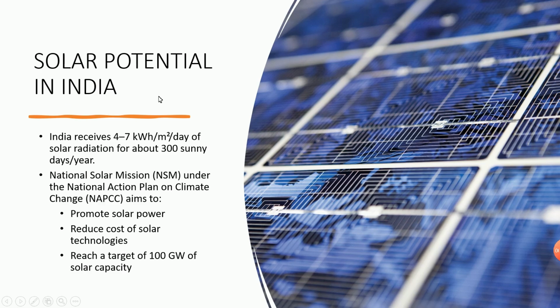Next, solar potential in India. India receives 4 to 7 kilowatt hour per meter square per day of solar radiation for about 300 sunny days per year. அதாவது நம்ம ஊர்ல 365 நாள்ல 300 நாட்கள் வந்து வெப்பமா இருக்கும் பட்சத்துல we are getting 4 to 7 kilowatt hour per meter square per day. ஸோ அப்படின்னும் போது ஒரு நாளைக்கு 4 இருந்து 7 கிலோவாட் ஹவர் மின்சாரம் ஒரு ஸ்கொயர் மீட்டருக்கு அவங்களால எடுக்க முடியுது.